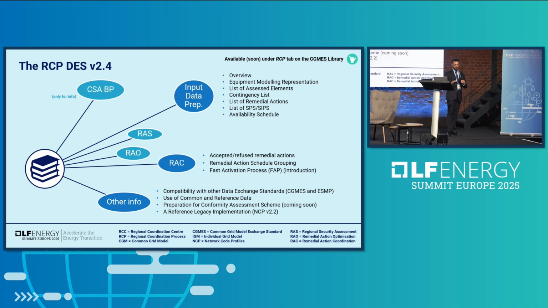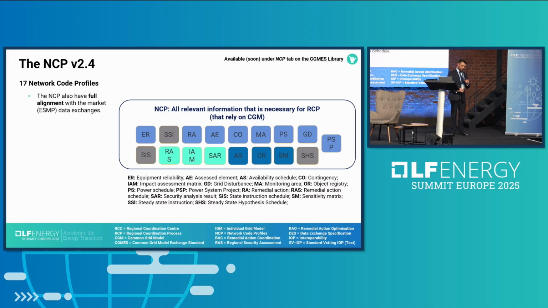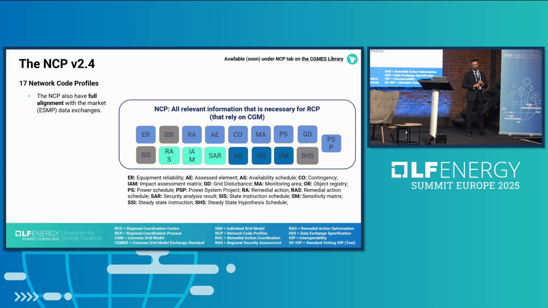It also has some useful information, like how compatible the network code profiles are with the CIM-based version 2.4, 3.0. We also try to answer that in there, and how to use common and reference data, etc. All the guidance that we got from the event and along these years, we try to land here, so it's clearer for software developers. The network code profiles, there are 17 of them.